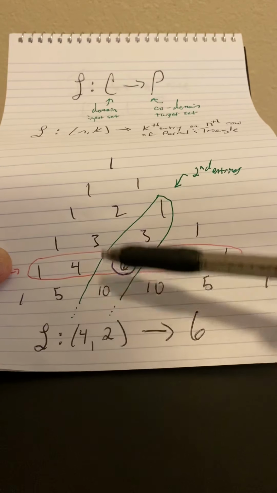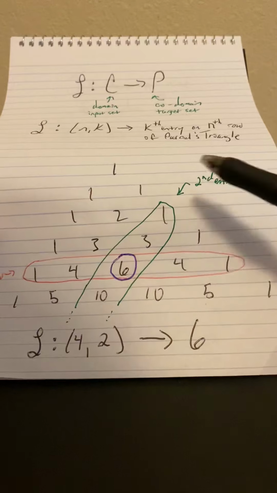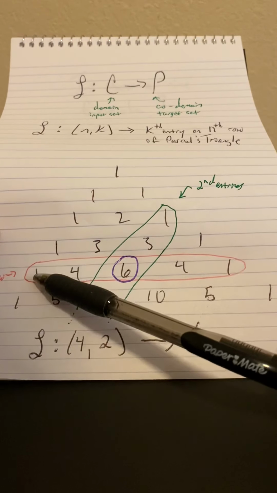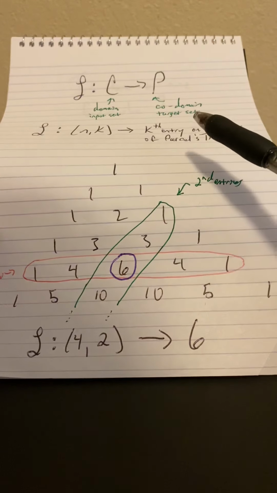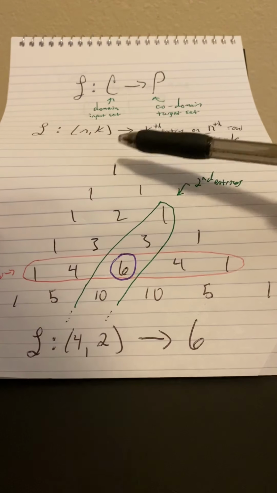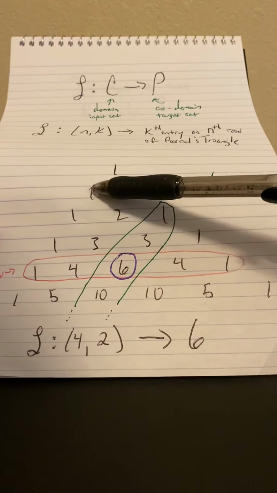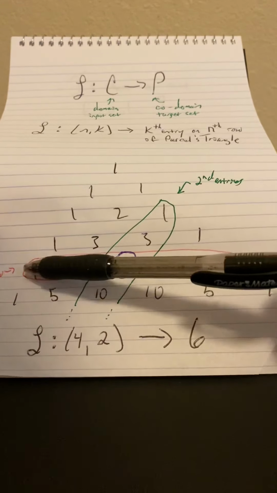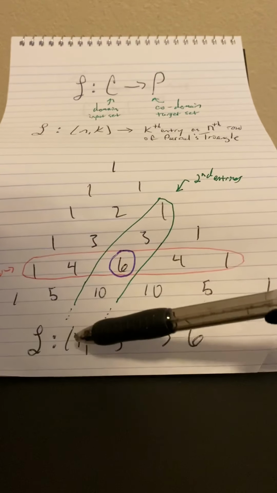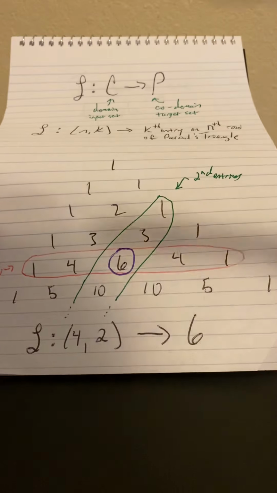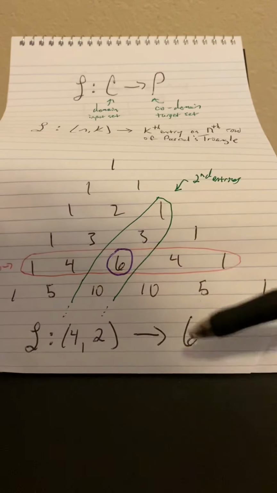So for 4, 2, the lottery function is going to go to the fourth row. Here's the fourth row, and it's going to pick the second entry. Remember, this is the zeroth entry, first entry, second entry. We always start counting from 0 in this triangle for some reason. Well, I know why, but we'll glance over it. Zeroth row, first row, second row, third row, fourth row. Zeroth entry, first entry, second entry. So we go for the fourth row, second entry, we get the number 6, and that's how we do the mapping. So the lottery function takes 4, 2, and maps it to 6.